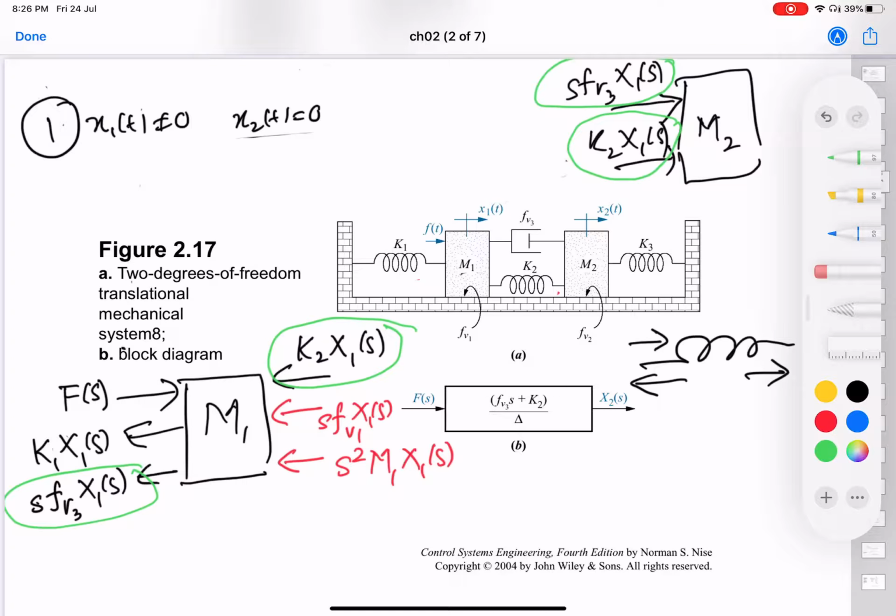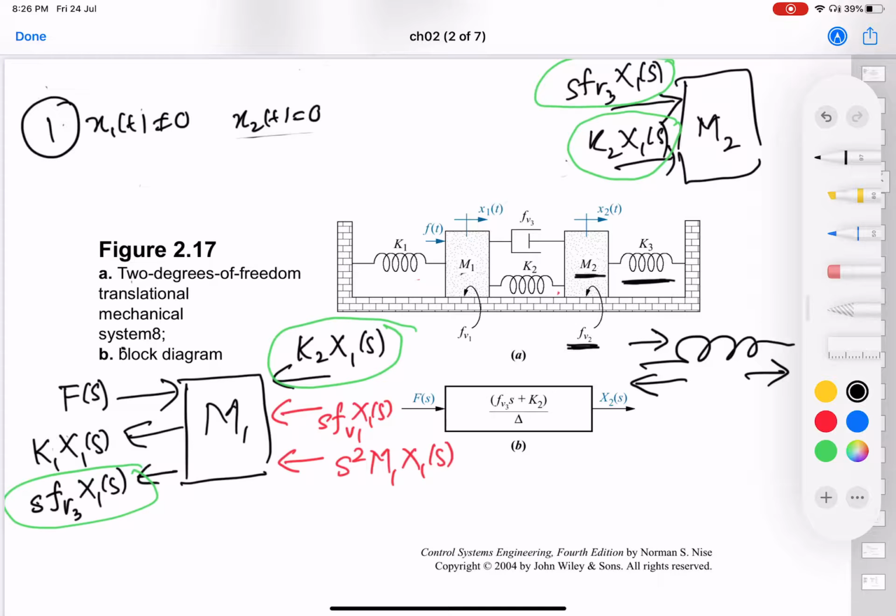So there is no action of this spring, because this spring will not be compressed. There is no action of this friction, because there is no displacement, and there is no action of this mass in this case, because there is no x2t. The only forces acting on M2 are the forces because of the displacement of M1.